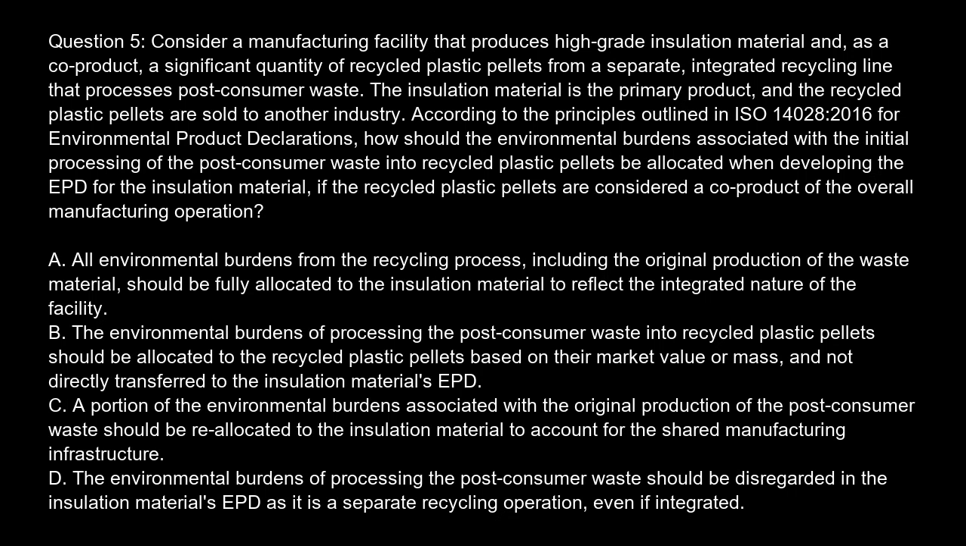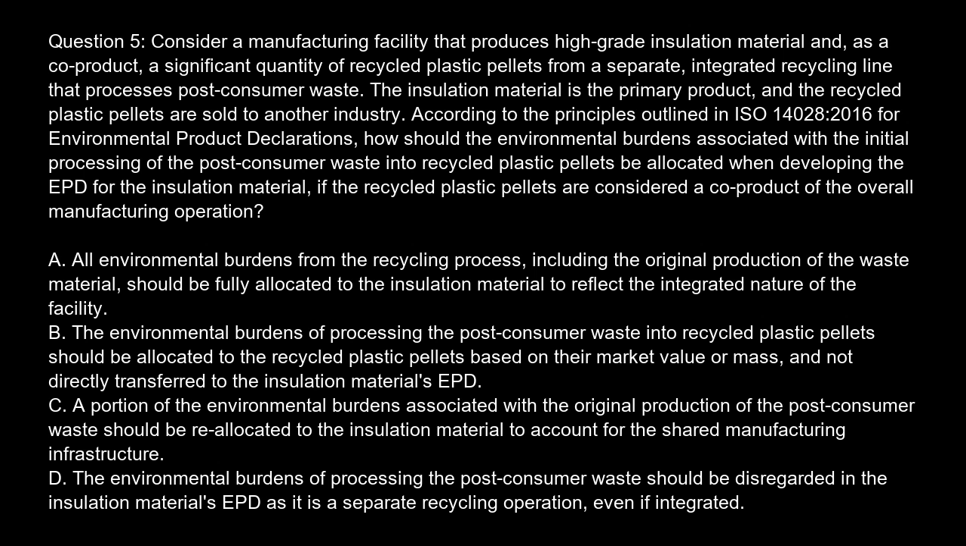Question 5. Consider a manufacturing facility that produces high-grade insulation material and, as a co-product, a significant quantity of recycled plastic pellets from a separate, integrated recycling line that processes post-consumer waste. The insulation material is the primary product, and the recycled plastic pellets are sold to another industry.